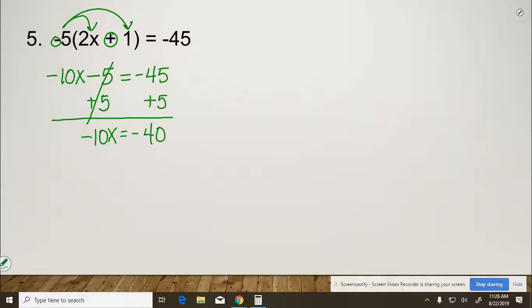Like if you're looking at a thermometer and you're all the way down at negative 45 and the temperature rises 5, now you're at negative 40, not negative 50, right?